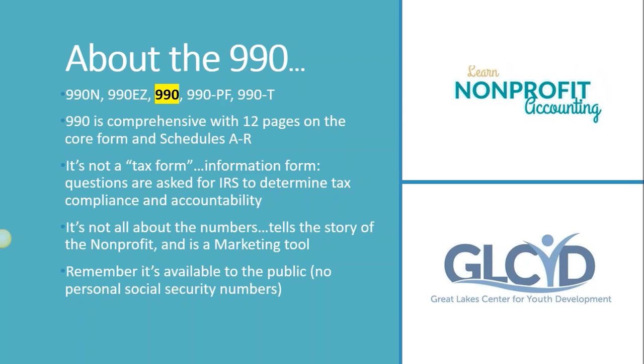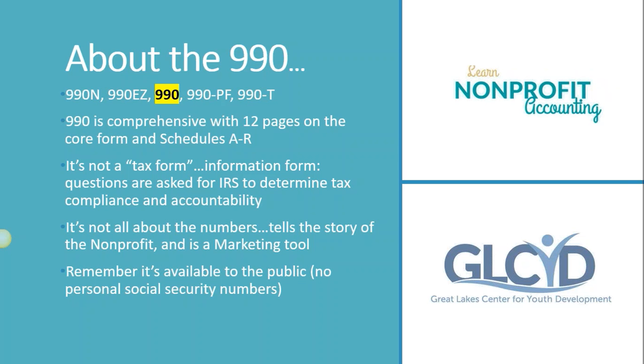It's a comprehensive 12-page form with schedules A through R. It's not necessarily a tax form. Really, it's not a tax form at all. It's actually an information return, and the IRS requires all nonprofits, with some exceptions, to file the 990 every year. And the exceptions are basically churches and some religious organizations. The IRS wants the 990 to be filled out so they can determine that the nonprofit is tax compliant and that they're being accountable.